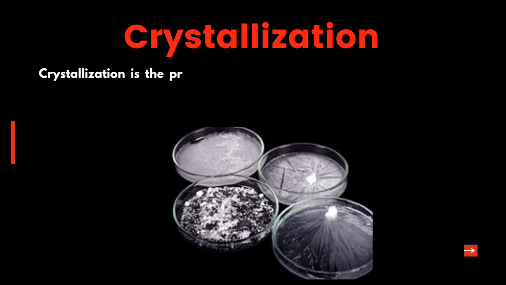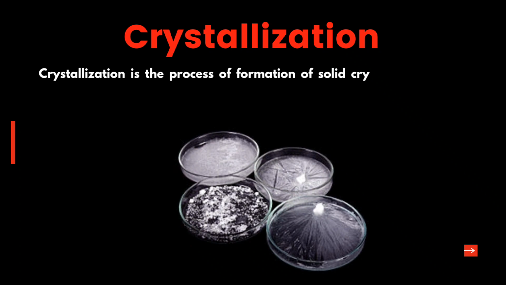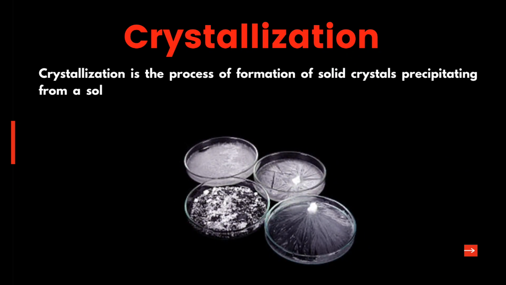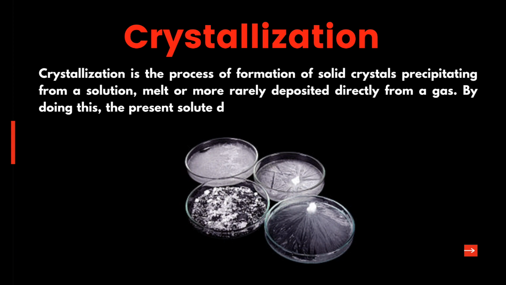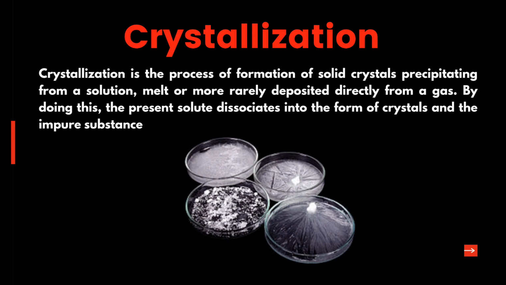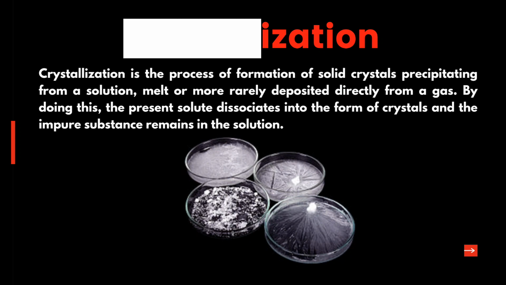Crystallization. Crystallization is the process of formation of solid crystals precipitating from a solution, melt or more rarely deposited directly from a gas. By doing this, the present solute separates out in the form of crystals and the impure substance remains in the solution. This process can either be natural or artificial as well. Dry ice is one of the best examples for crystallization.